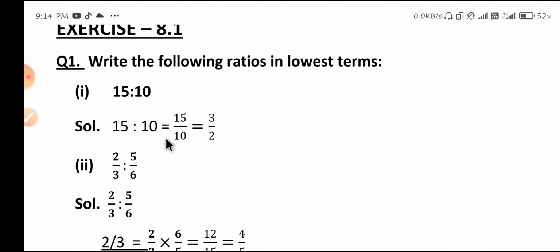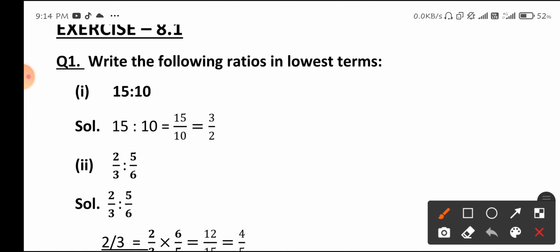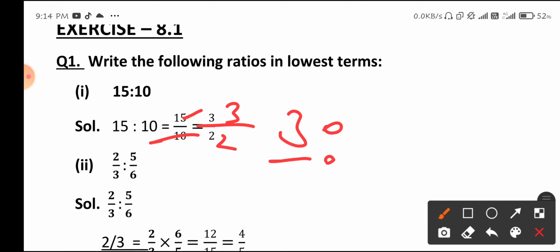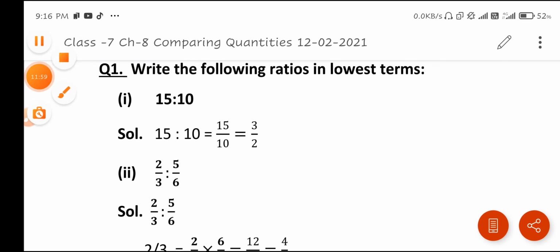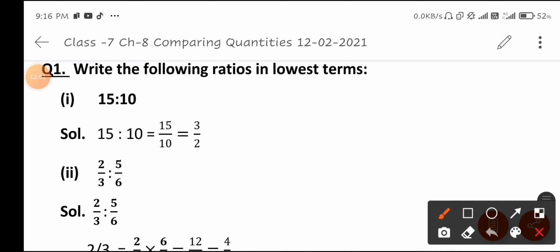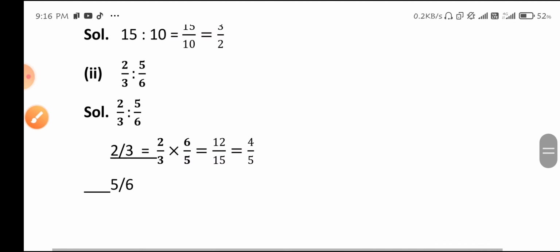सो 15 अपॉन रेशियो 10, इट कैन बी रिटन एज 15 अपॉन 10. So 5 3s are 15, 5 2s are 10, means 3 by 2. So the ratio in lowest term is 3 upon 2. Means we cannot change it further. अब हम इससे ज़्यादा स्मॉल टर्म में चेंज नहीं कर सकते. After changing you have to write it as 3 ratio 2 also.